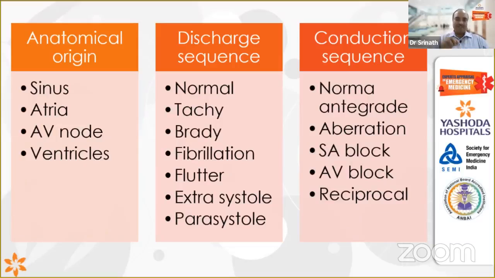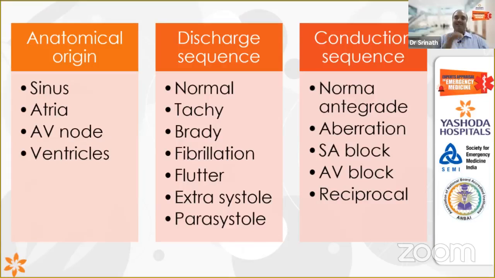Now, what do you see in a conduction sequence? The conduction sequence is normal antegrade. That means SA node, AV node, bundle of His, and then the Purkinje fibers. That is the normal antegrade conduction sequence. When this normal conduction sequence is lost, then there is an aberration. Whenever there is an aberration, an arrhythmia is formed.